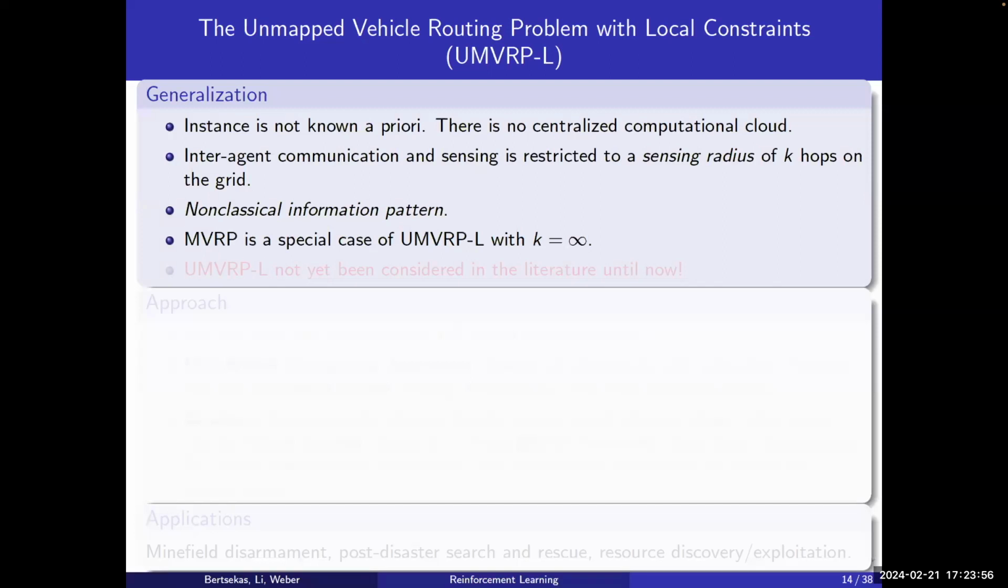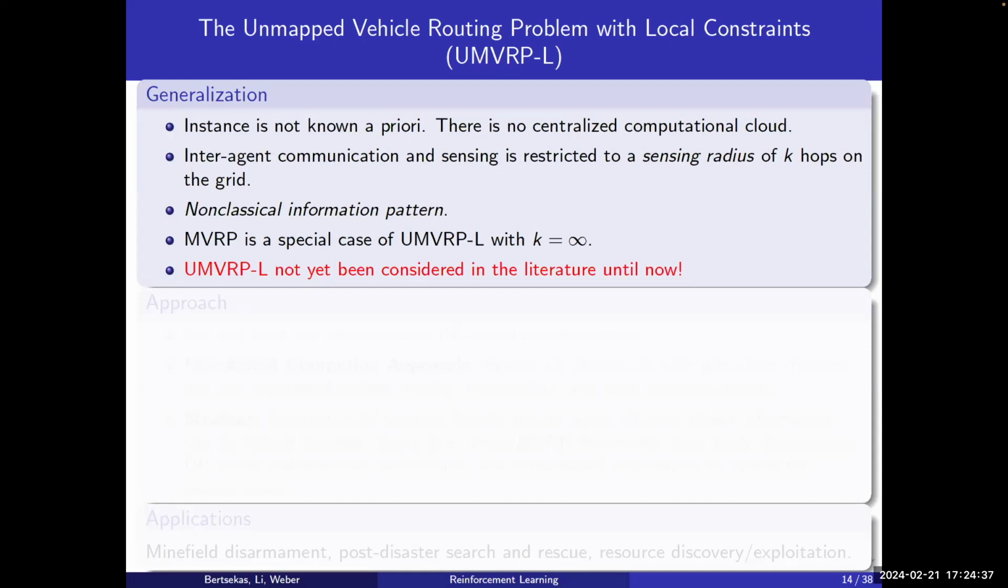However, if you bring the sensing radius up to infinity, then you just get the regular multi-vehicle routing problem back, because as long as you have at least one agent, you can see the whole instance, and you can treat it as if it were just the multi-vehicle routing problem. And this type of problem, to our surprise, had not been considered in the literature until now. So as far as we know, we're the first ones to address this type of multi-vehicle routing problem. Are there any questions about this generalization?